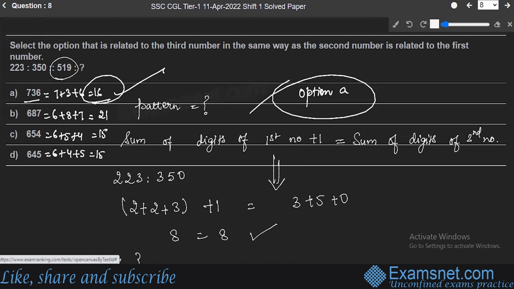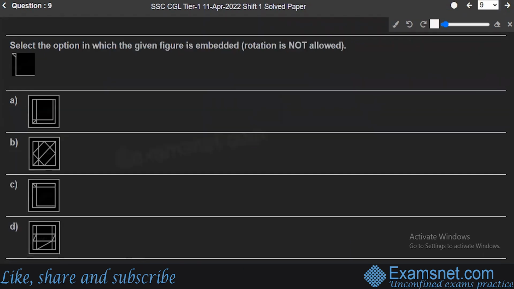Hope you are clear with this. Let's move to the next question, number 9. Select the option in which the given figure is embedded. Rotation is not allowed. So you have to look for this particular part in which of these four options given. See, you have simply two lines which have a 90-degree angle between them and a small triangle, again a right angle triangle in here.